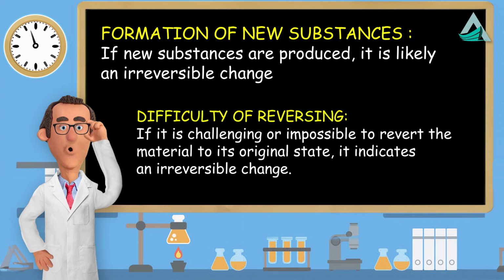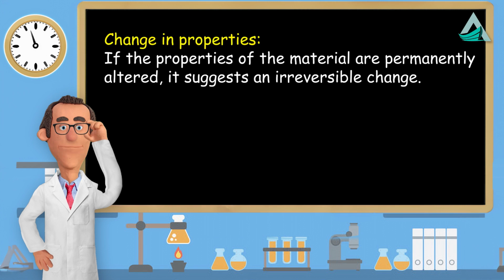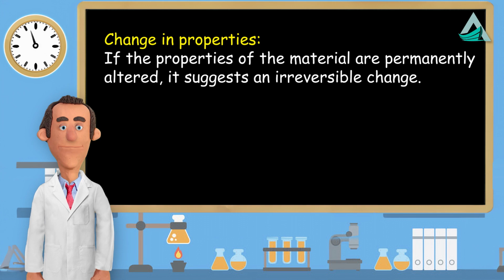The difficulty of reversing. If it is challenging or impossible to revert the material to its original state, it indicates an irreversible change. Change in properties. If the properties of the material are permanently altered, it suggests an irreversible change.